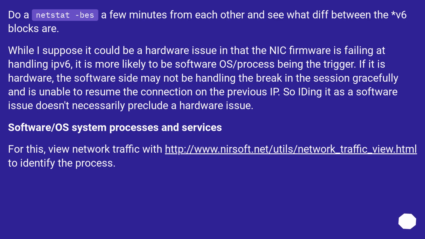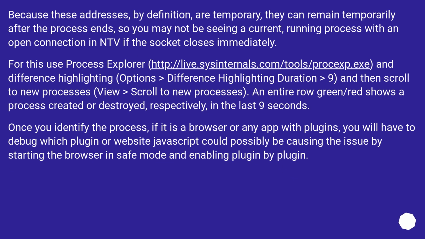Software/OS system processes and services. For this, view network traffic with this URL to identify the process. Because these addresses, by definition, are temporary, they can remain temporarily after the process ends, so you may not be seeing a current, running process with an open connection in netstat if the socket closes immediately. For this, use Process Explorer, this URL, and difference highlighting: Options > Difference Highlighting Duration > 9, and then View > Scroll to New Processes. An entire row green/red shows a process created or destroyed, respectively, in the last 9 seconds.